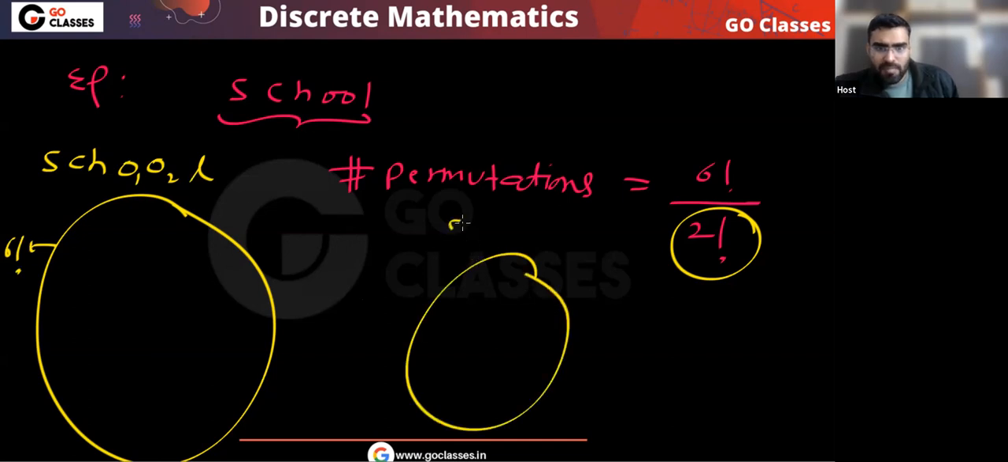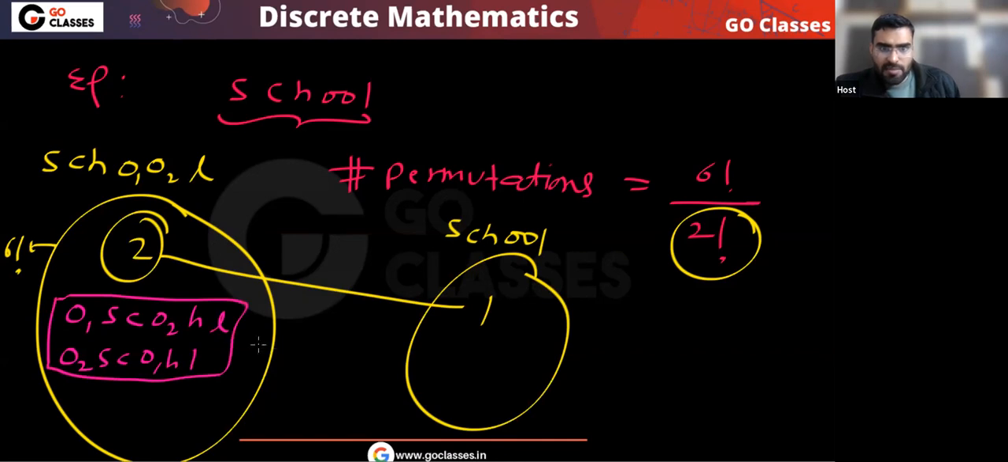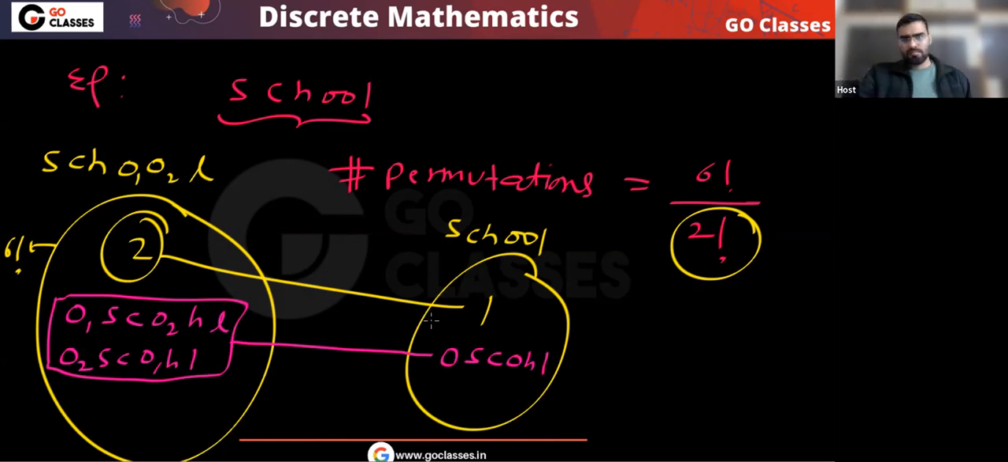But because they are same, S, C, H, O, L, so what is happening? 2 to 1 is happening. Yes or no? 2 to 1. Because for example, O1, S, C, O2, H, L and O2, S, C, O1, H, L, these two will basically map to what? Can anyone tell me? These two will map to O, S, C, O, H, L. Yes or no? So that is the reason we are dividing by 2. Division principle. Okay.